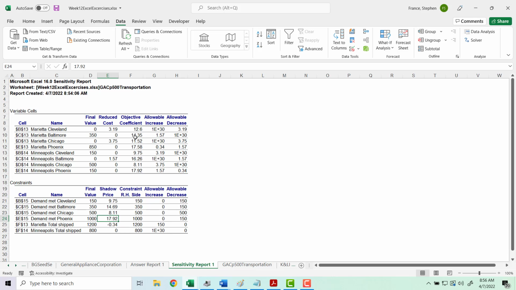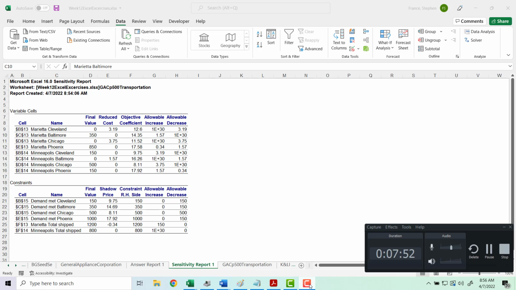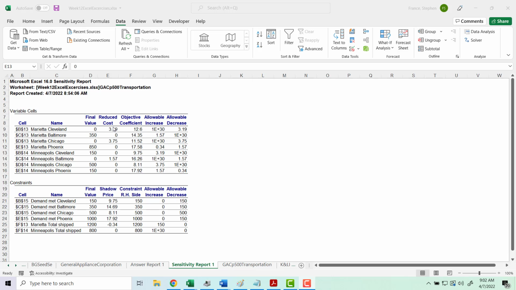Okay, let's just do the reduced cost. The reduced cost is just the amount you see. We're going from Marietta to Baltimore, and it's basically costing us. Okay, and the reduced cost is basically just the improvement we need in the objective function to add something to the model.